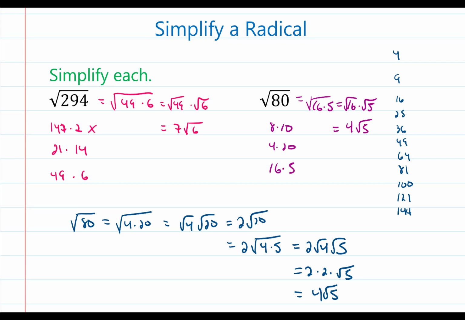but as you can see, it does shorten the amount of work that is required if you do pick the largest possible value.